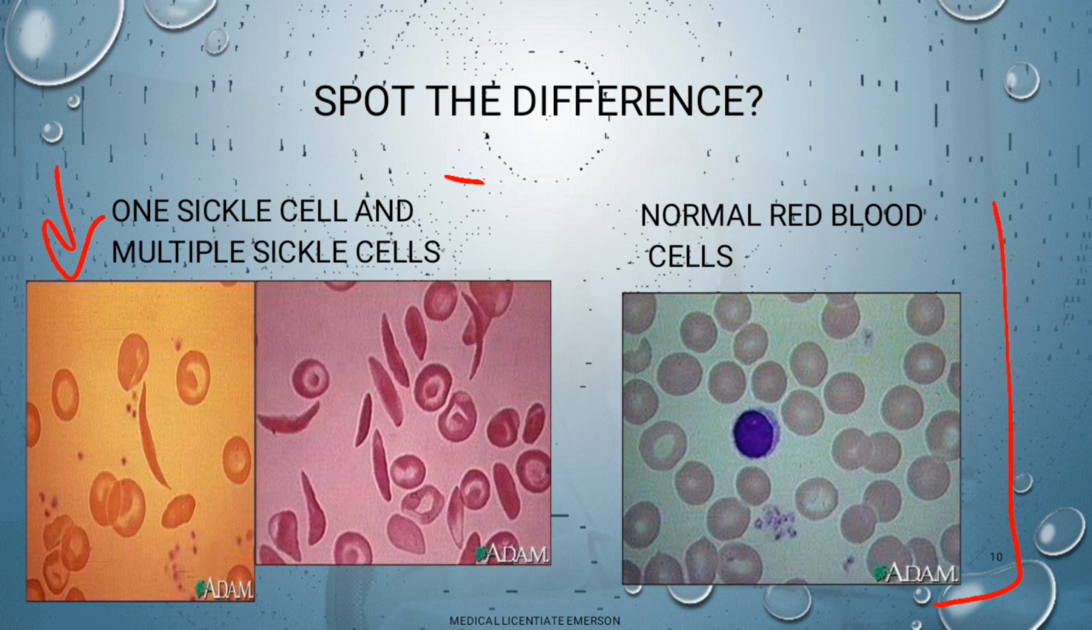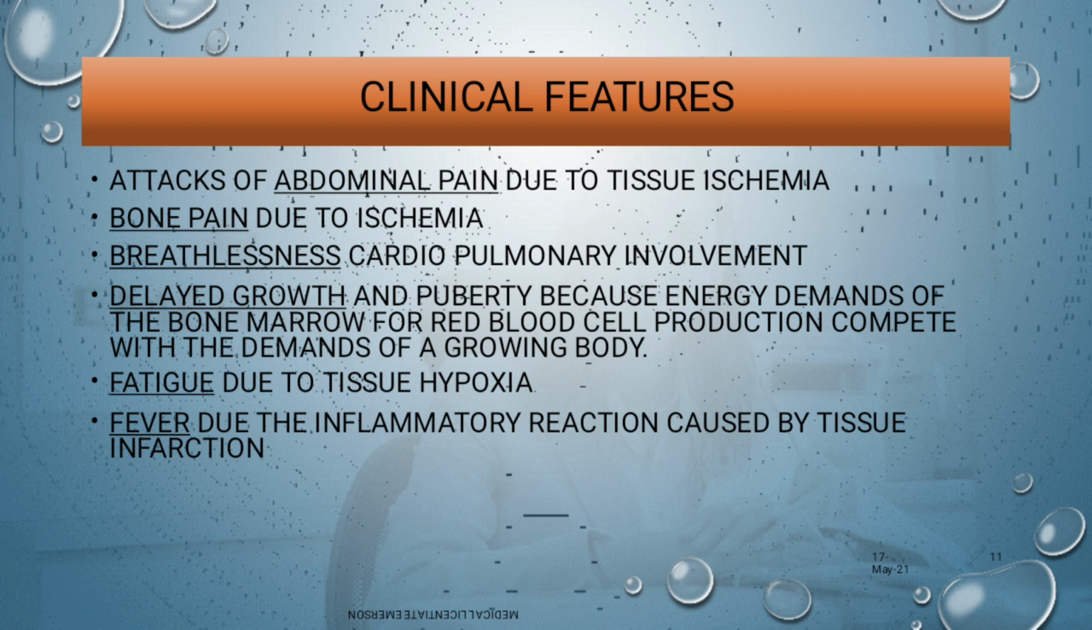Okay, then in terms of clinical features, you can have attacks of abdominal pain due to tissue ischemia, bone pain due to ischemia, and breathlessness where there is cardiopulmonary involvement. Then there is delayed growth and puberty, because the energy demands of the bone marrow for red blood cell production compete with the demands of a growing body. So that's the point you have to take note of. Then fatigue due to tissue hypoxia, and fever due to inflammatory reaction caused by tissue infection.